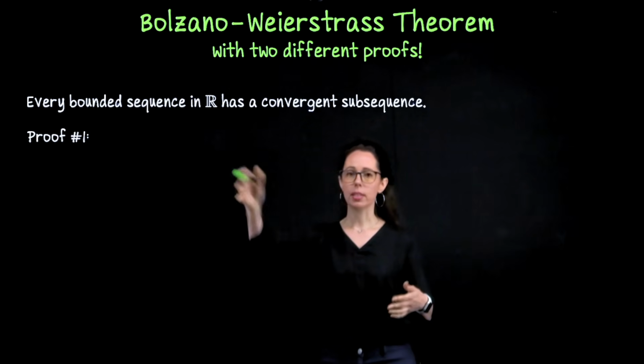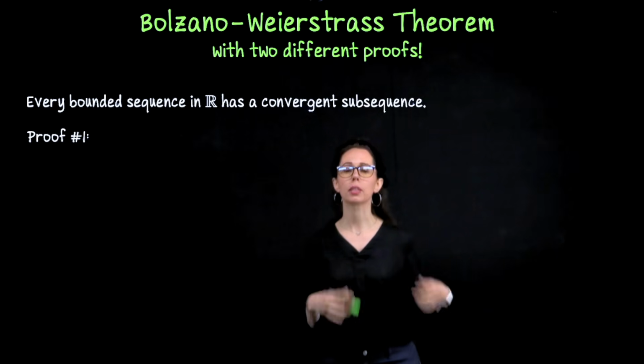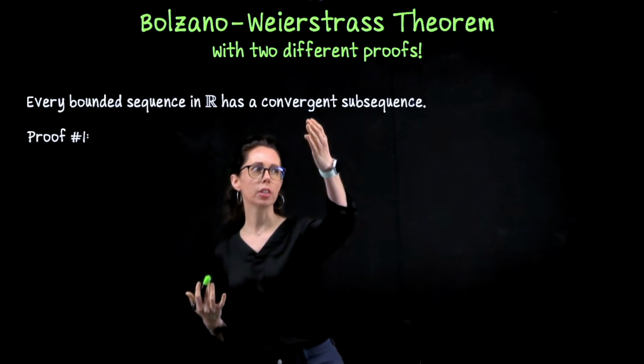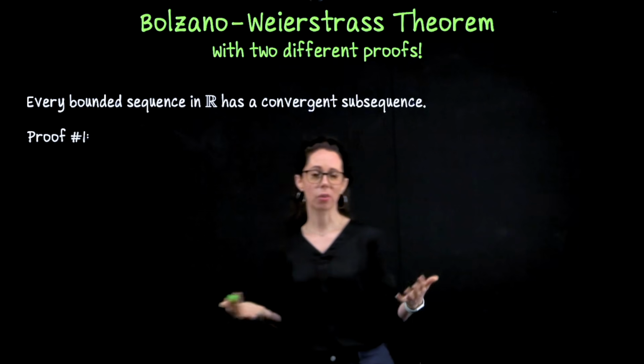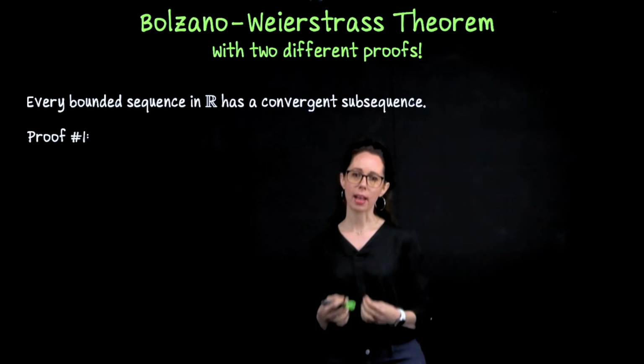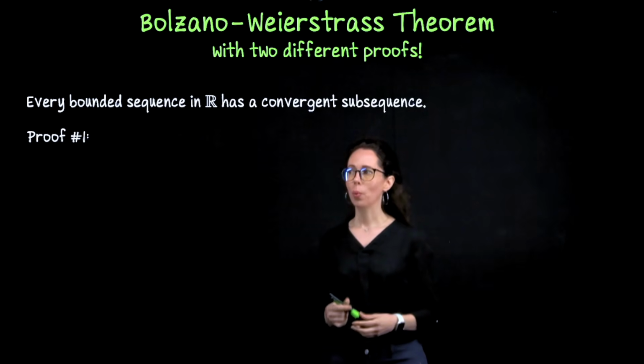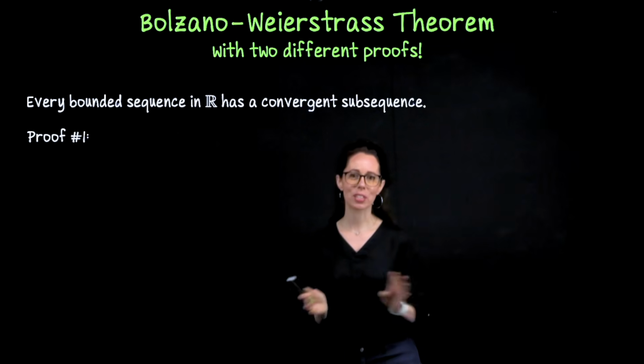So your bounded sequence itself might be kind of jumping all over the place, but from that, you can extract a convergent subsequence. And that's it. So if a sequence of real numbers is bounded, it has a convergent subsequence. We are going to do two proofs, and that's it for this video.